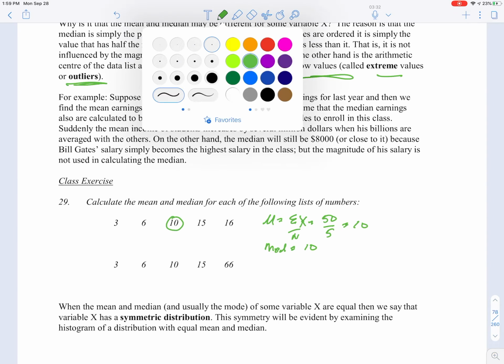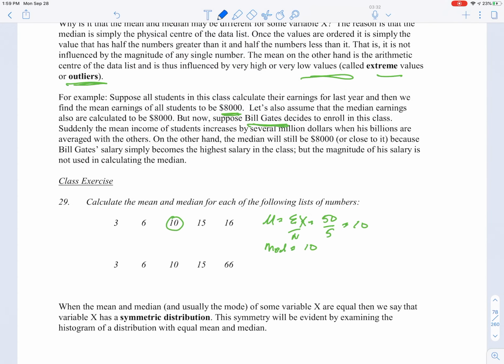All right, let's change colors here now. And we're going to take a look then at the next one here. And here, what I've done is I've taken this last number and just added 50 to it. So this is an outlier. It's skewing the data upwards.